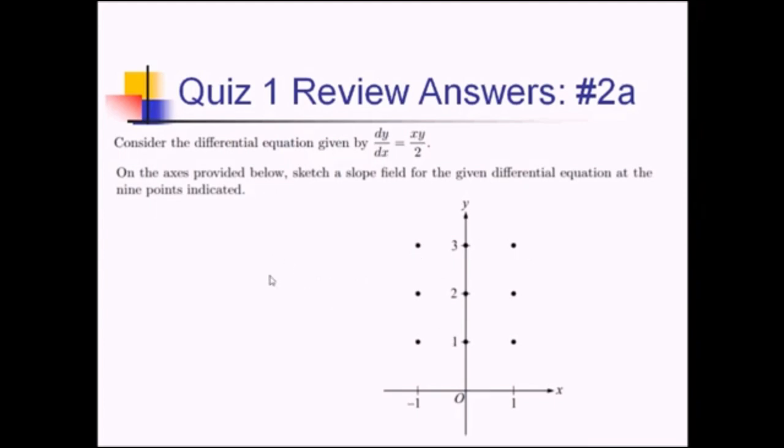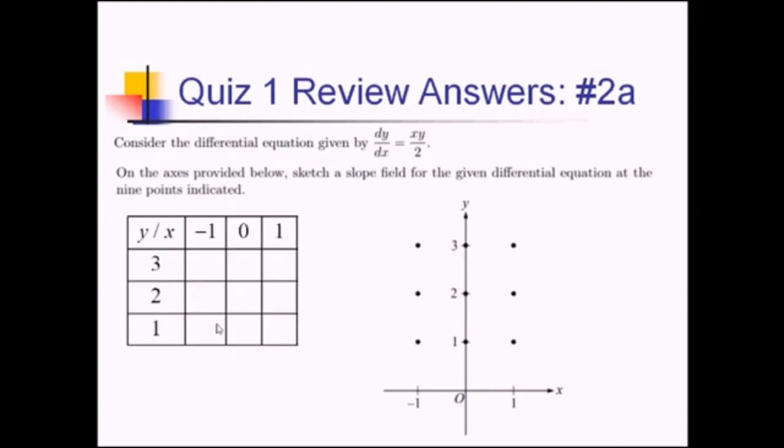So to make this easier, we're going to start with a table. And in my table, I have the x values -1, 0, and 1, because that's what we're using here. I also have just the y values 1, 2, and 3. And I've set my table up more or less in the same spatial way as these dots are arranged here.